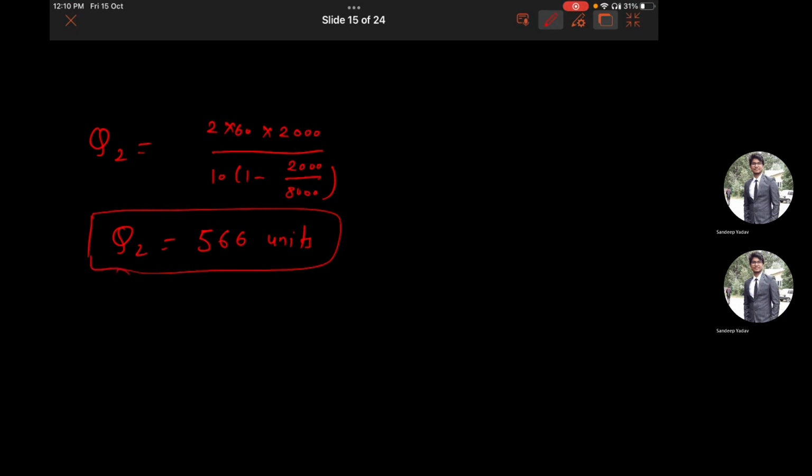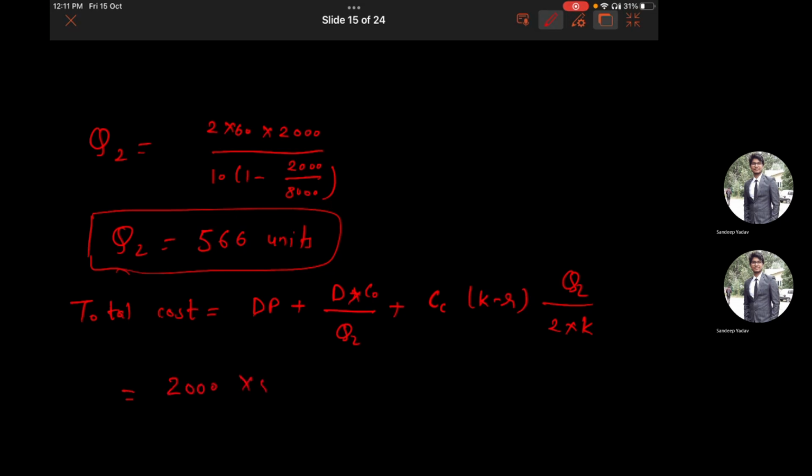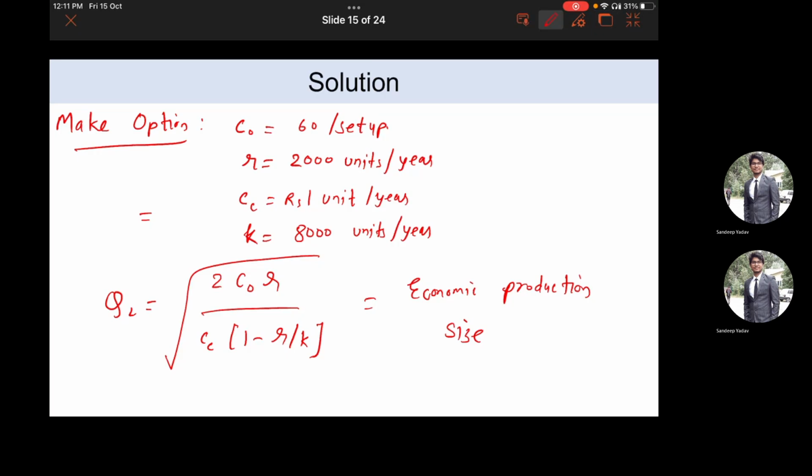Now if you want to calculate the total cost, from the similar formula, that is D into P plus C naught into D upon Q2 plus CC into K minus R into Q2 upon 2 into K. That will be 2000 into 5 plus 2000 into 60 divided by 566 plus 1 into 8000 minus 2000 multiplied by 566 over 2 into 8000. Finally, if you calculate, that will become around 10,424 rupees.